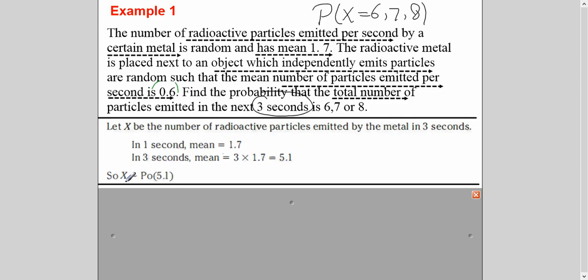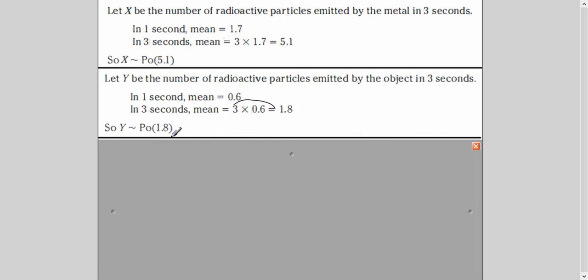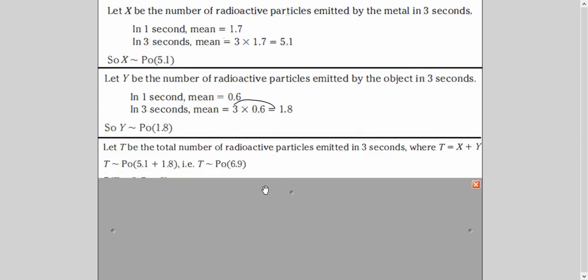So you got your new variable X. Let's call the object placed next to it Y. In 1 second it was emitting 0.6, so in 3 seconds it will be 1.8. So you have two new rates with respect to 3 seconds, and you have to find the total number of emissions in 3 seconds being 6, 7 or 8. For the total number, I will add these two and my lambda will be 6.9.